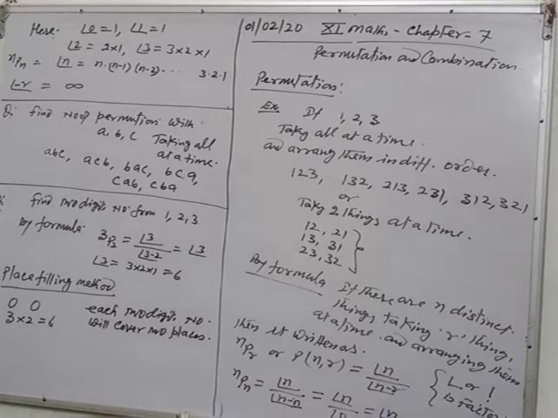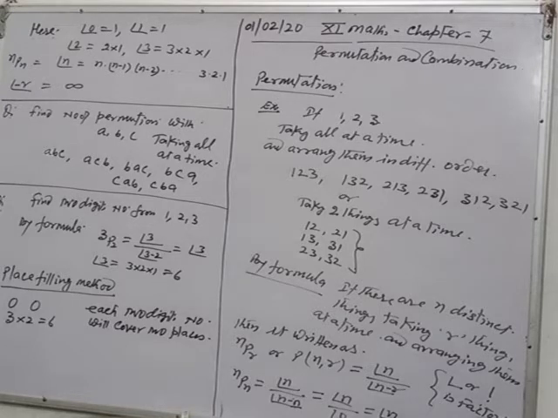Means if there are n distinct things, means all things are different, we take all things at a time and arrange them in an order. Then in how many ways can you arrange? So permutation means arrangement in different orders. Okay.